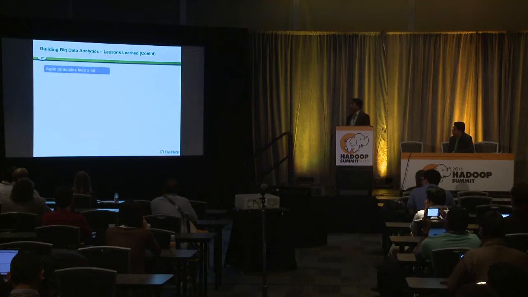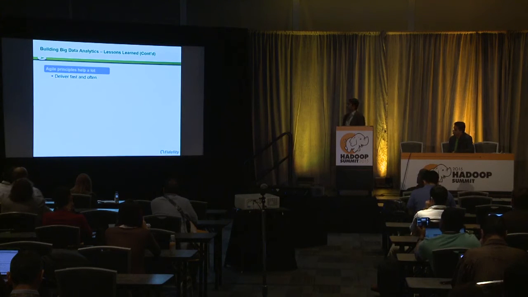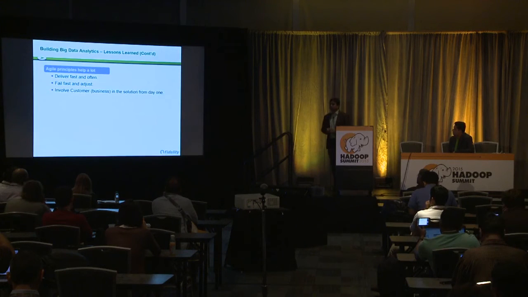Agile principles helped us a lot. Deliver fast and deliver often. There is no point in waiting for 6 months to deliver your first project. Many things might have changed by this time. So it helps if you are doing incremental delivery. You have to fail fast and tune yourself. Make sure you use your learnings for your future endeavors. Involve your customer from day one. There should not be any surprises for the customer in the later phases.